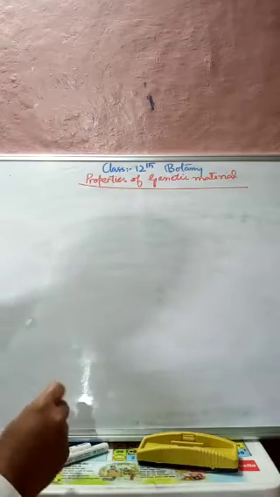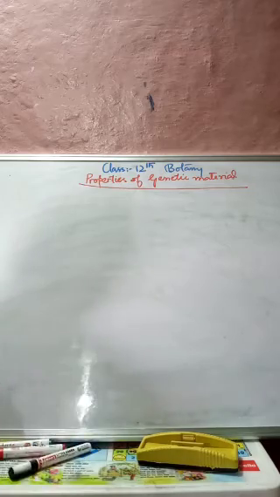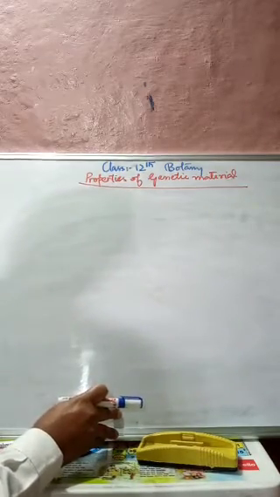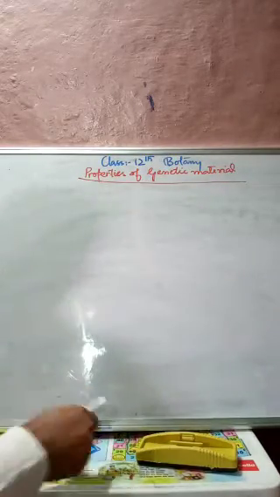Now, we have discussed the structure of DNA. We have discussed the structure of what we call RNA, different types of RNA we have discussed. And today we will try to discuss the various properties of the genetic material.